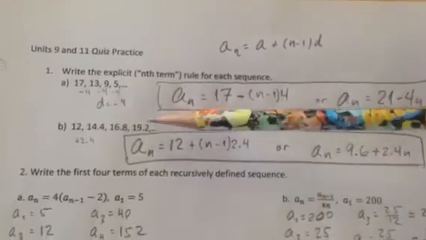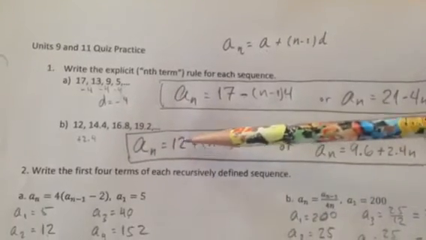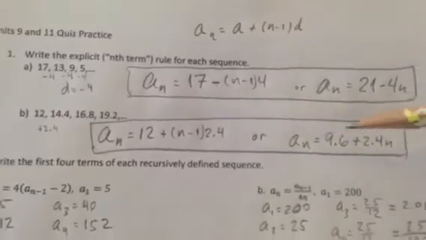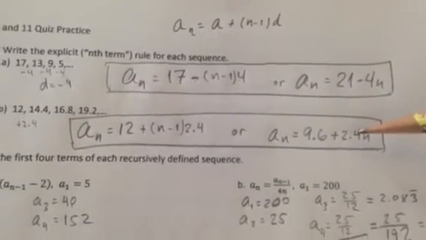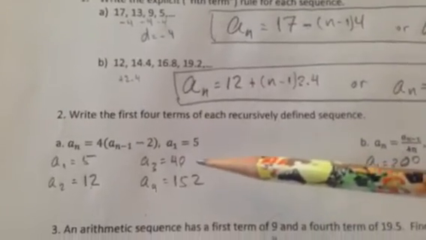In the next problem, our D is a positive number, 2.4, and so our first term is 12 plus n minus 1 times 2.4, and that's pretty good. Or you could simplify it to these numbers here. Let's move on to the next one where we got some recursive sequence definitions.